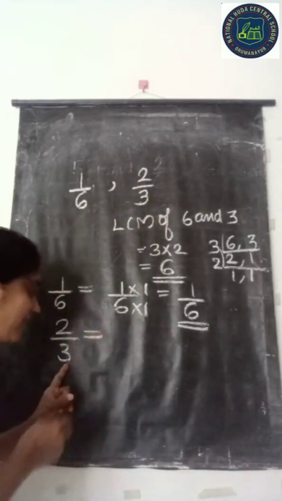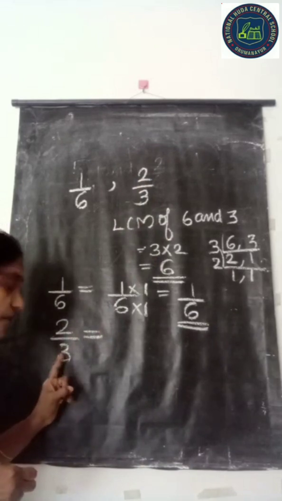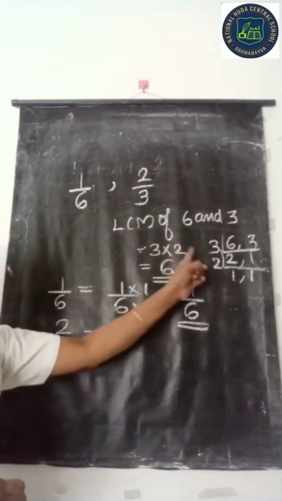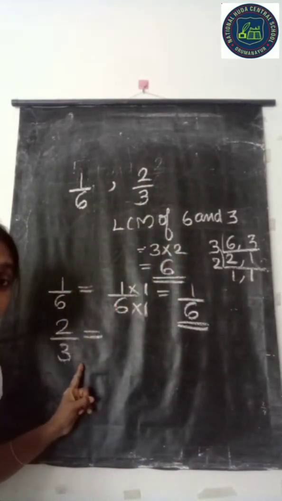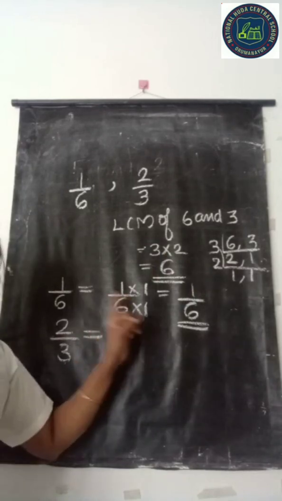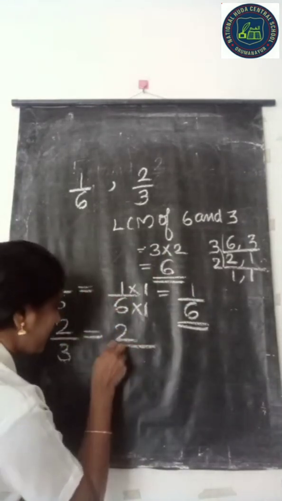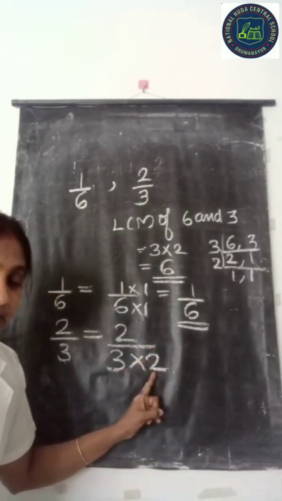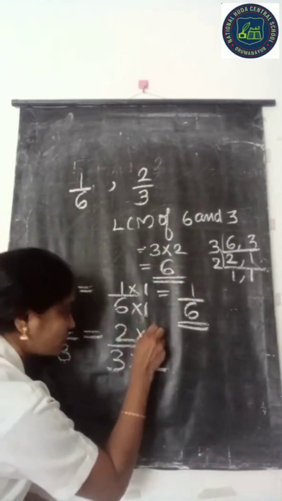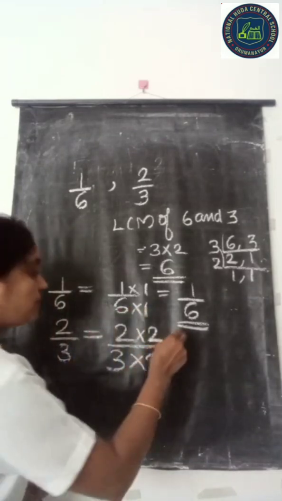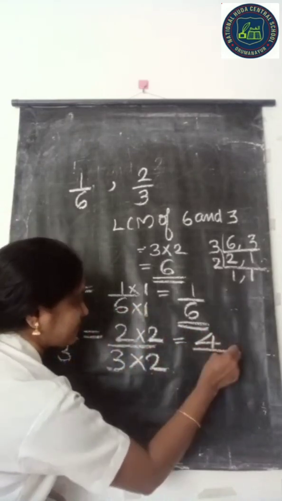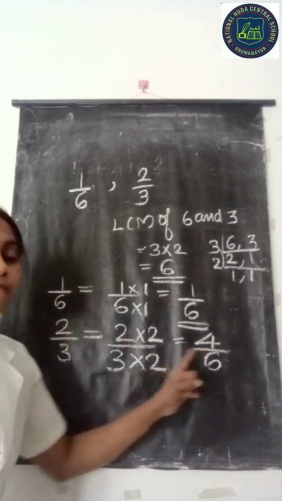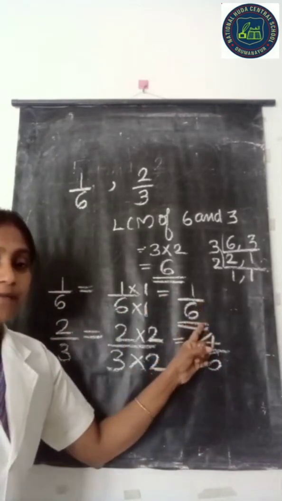The rule is that we have to convert this 3 to the LCM. When we multiply by 2, we will get 6. So for 2/3, we have to multiply the denominator by 2 in order to get 6. Similarly, the numerator also we have to multiply by 2. So that's equal to 4/6. Now we got 4/6, and here already 1/6.